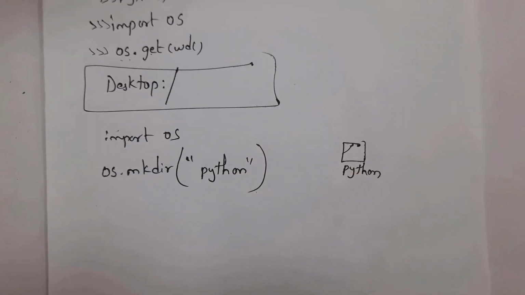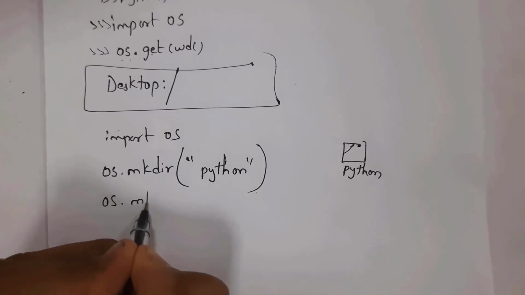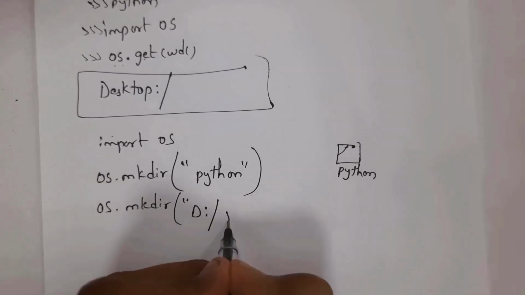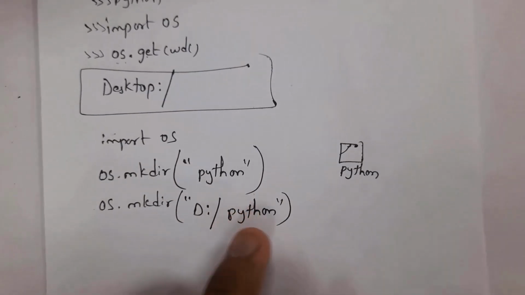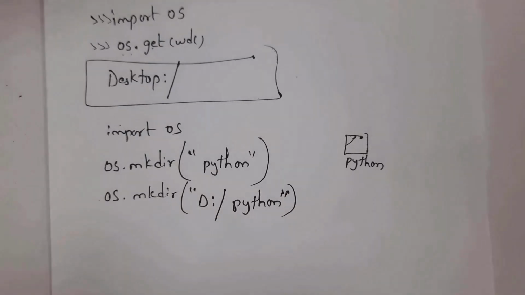For example, I don't want to create the folder in desktop location. I want to create the folder in local disk D. So just write here os.mkdir. I want to create the folder in local disk D, so just write here D, Python. Whenever you run this line of code, it will create one folder named Python in local disk D. Guys, definitely give double quotations here or else it will display an error.